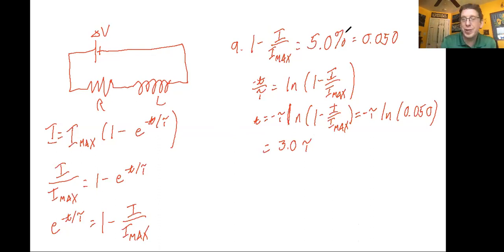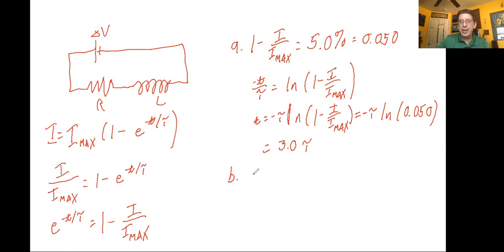That's also true for charging up a capacitor. It'll take 3 time constants, so whatever your resistance and capacitor are, it'll take 3 time constants to get 95% charged, or to get within 5% of the maximum value.